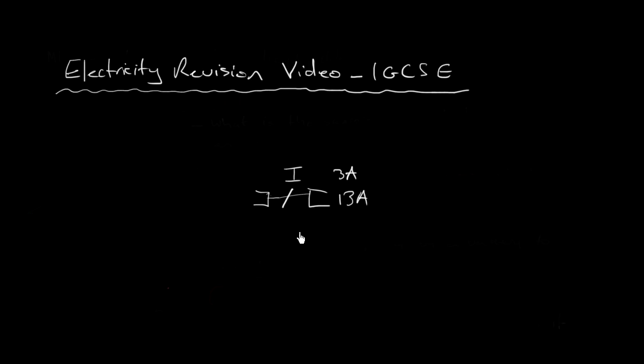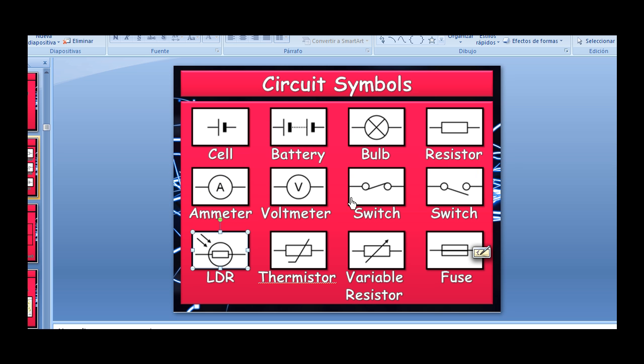Okay, but it doesn't protect the person, because a person needs an earth wire for protection. This protects the appliance. So they're called fuses, and the symbol is just like a resistor, but it's got a little line through it. Alright, so those are the main symbols you need to know.